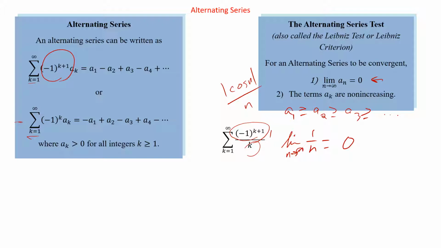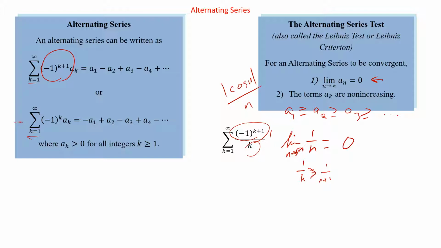And so that works. Then the non-increasing, one term is 1 over k, or 1 over n. The next will be 1 over n plus 1. When we have a bigger number in the denominator, that makes it smaller. So it's going that way.